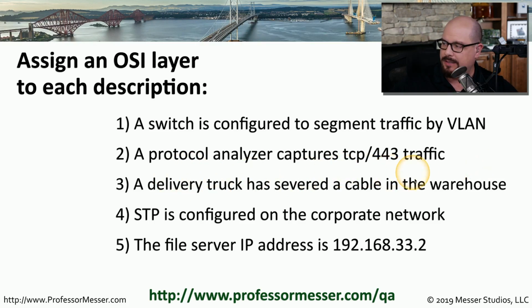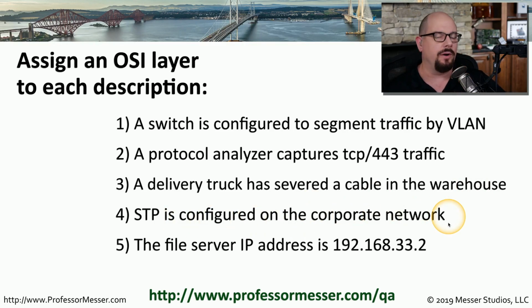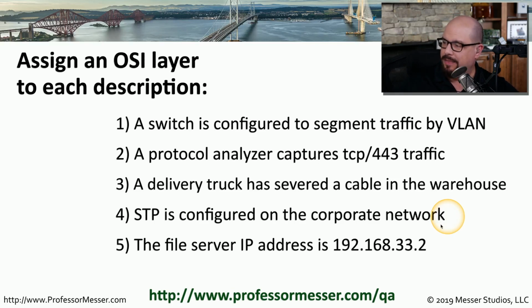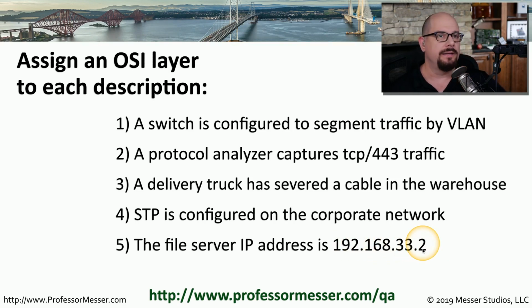A delivery truck has severed a cable in the warehouse. What OSI layer is that? The fourth is STP is configured on the corporate network. What OSI layer is that one? And lastly, the file server IP address is 192.168.33.2. There's an OSI layer associated with that. So I'd like you to match those together.